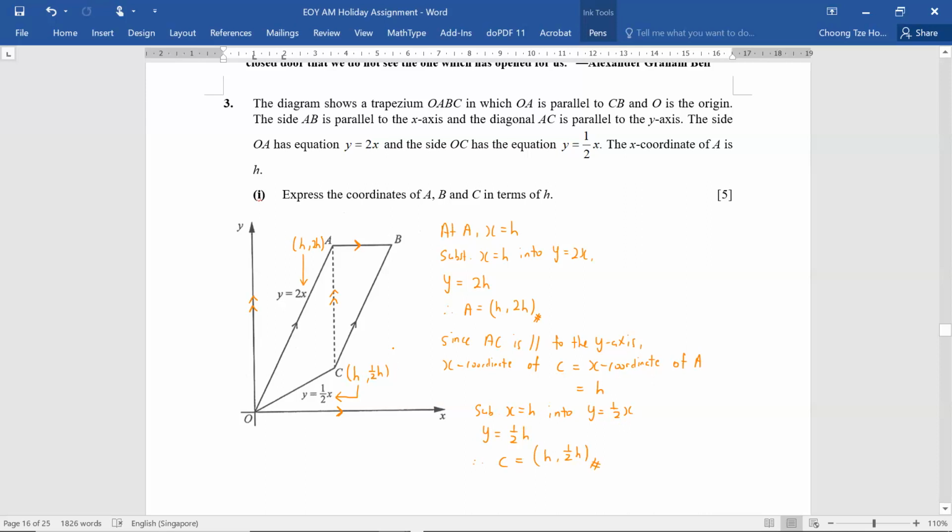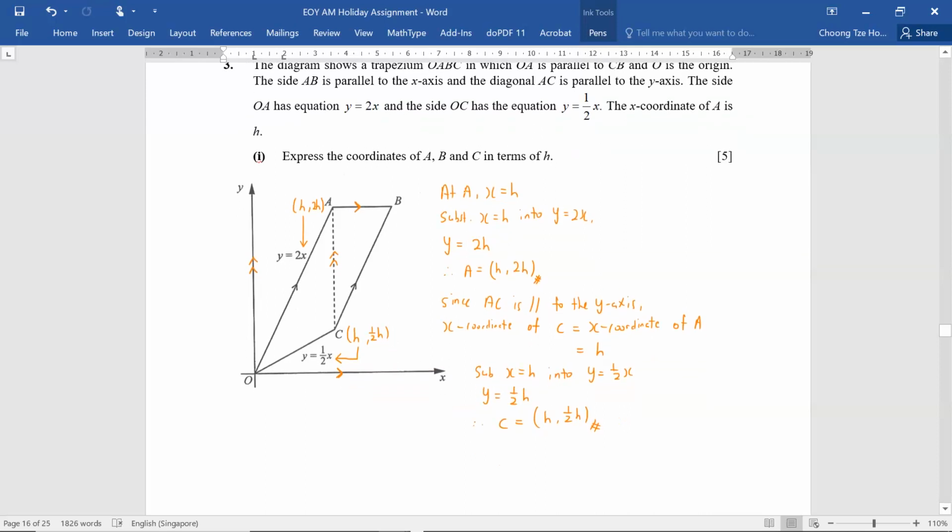Now we are left with only B. If you look at B, AB is parallel to the x-axis. That means AB is a horizontal line. A horizontal line means it's on the same horizontal level as A. So what can we say about the y coordinate of B? Yes, it will be the same as A, so it will also be 2h. This means the only thing that we don't know is the x coordinate of B.